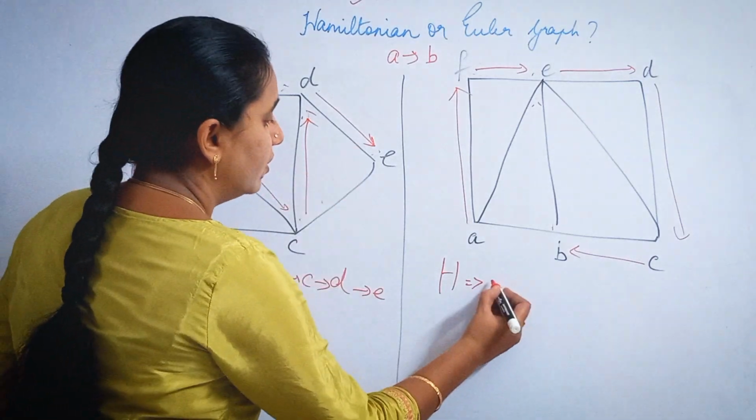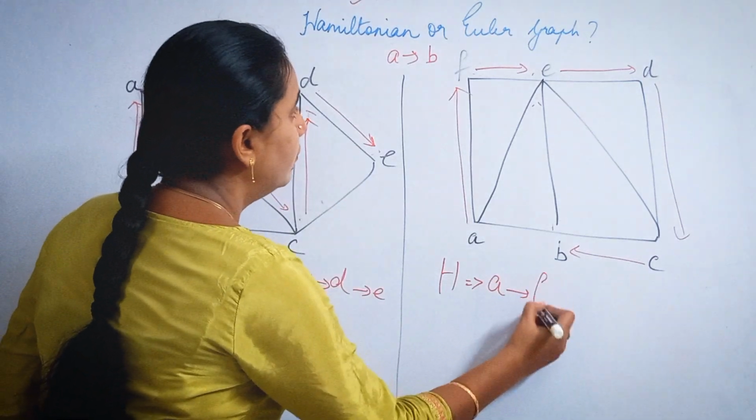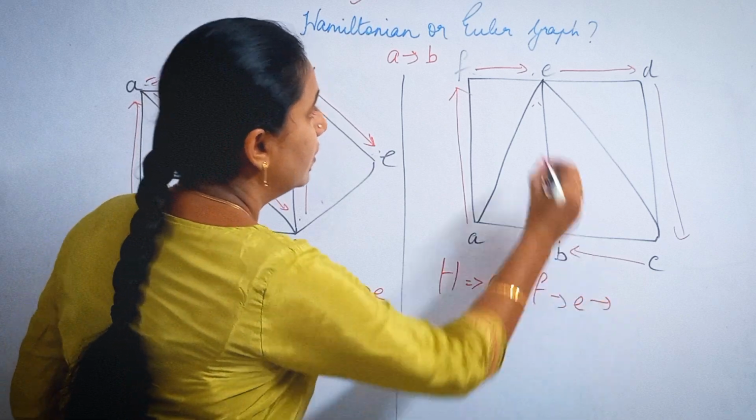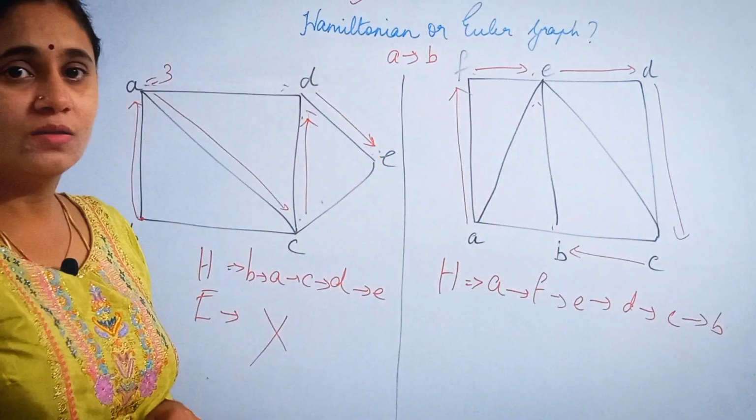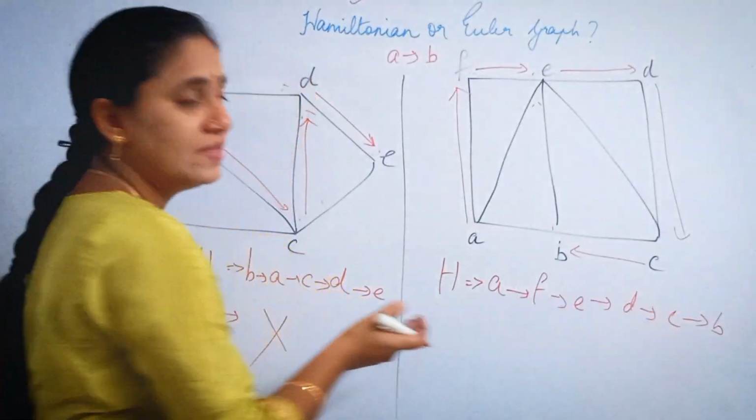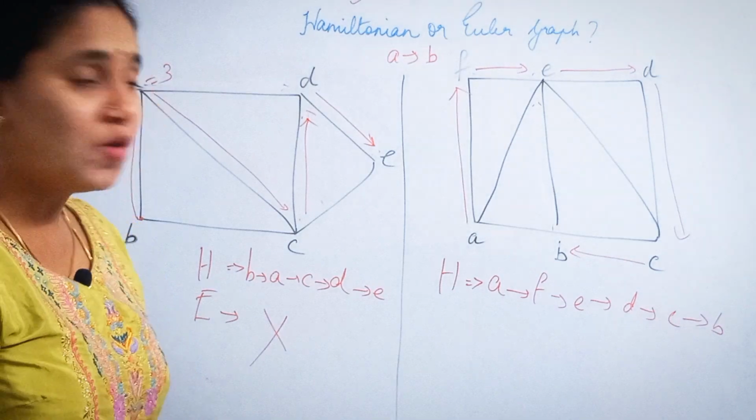I will write the order. I am going A to F, then F to E, E to D, D to C, C to B. If you see, all the vertices have been visited. Right, friends, are you all clear?